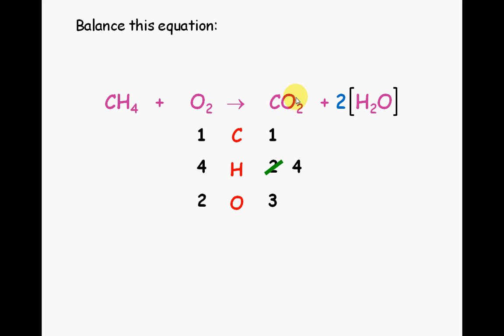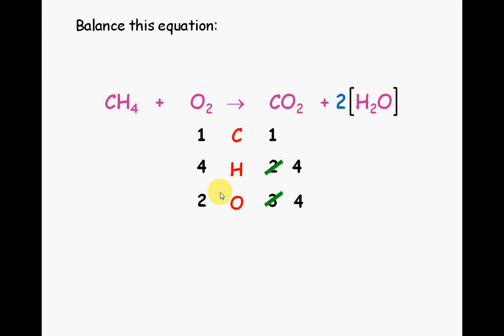Now I've got another 2 oxygens here. So you need to add these on. You need to add them together because they're on the same side of the arrow. So 2 plus 2 makes 4. Now my hydrogens are balanced. However, my oxygens are not. I've got 2 this side and 4 this side.